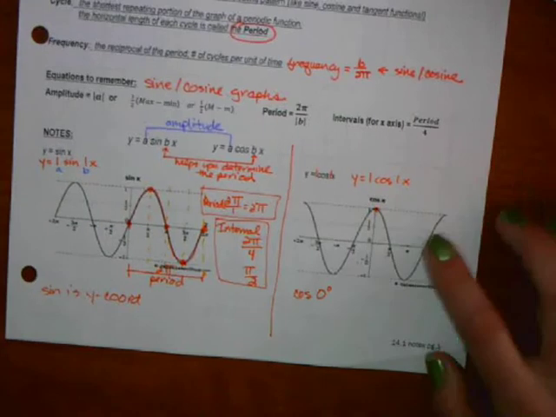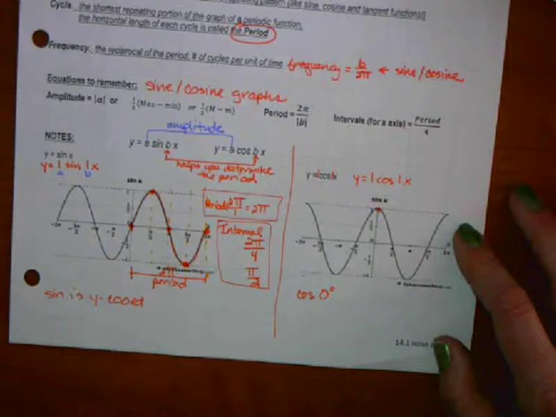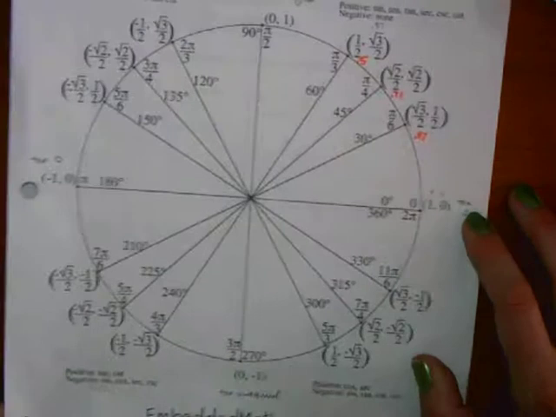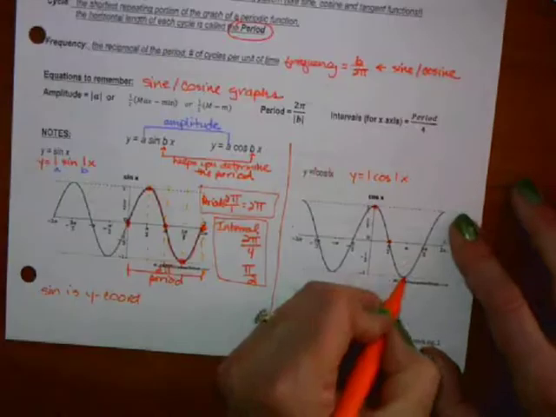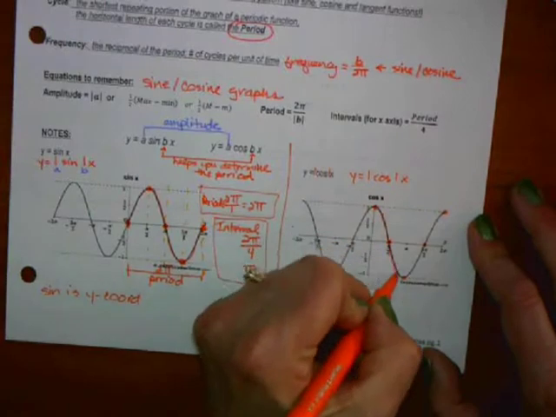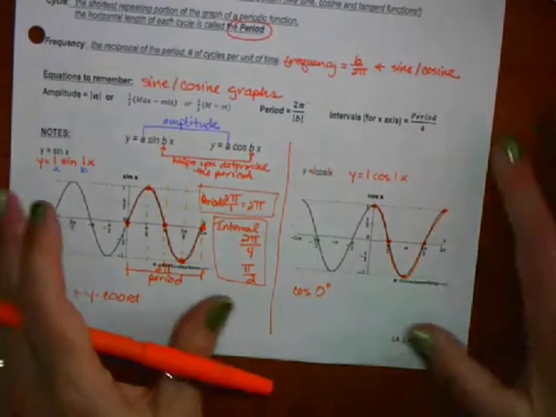The cosine at pi over 2 is 0. That's why it comes down here to 0. The cosine of pi is negative 1. That's why it's down here. And you can kind of see how it goes. So this here is the cosine graph. Let's talk about the period.